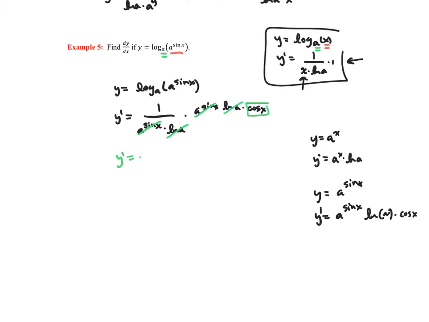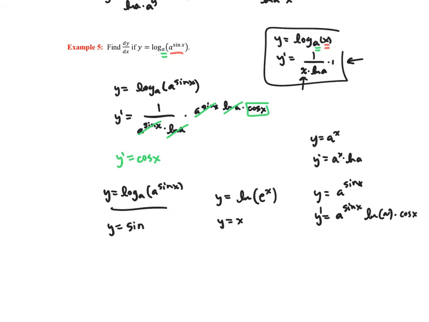Now, there's got to be an easier way to come up with that. Well, if you look back at the original problem, log base a of a to the sine x. What have we said in the past if we have y equals ln of e to the x? What was ln of e to the x equal to? Well, it was equal to x. Therefore, this is technically equal to sine x. And what's the derivative of sine x? It's cosine x. Quite the runaround. Okay, let's continue on the next slide.